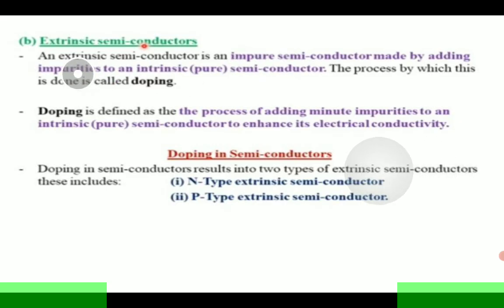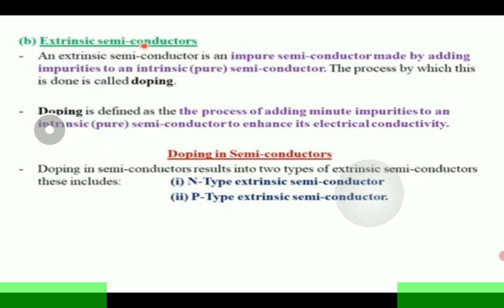Please take note of the definition and differentiate this definition from that of intrinsic semiconductor. An extrinsic semiconductor is an impure semiconductor made by adding impurities to an intrinsic semiconductor. Please take note that each time we mention intrinsic semiconductor, we are referring to pure elements such as silicon and germanium. The process by which extrinsic semiconductors are made from intrinsic semiconductors is called doping.